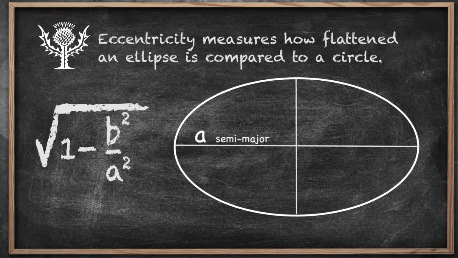The equation is the way to compare these axes to describe how squashed the ellipse is. An ellipse with zero eccentricity is just a circle. As eccentricity increases, the ellipse becomes flatter and flatter, and in the end looks like a line.